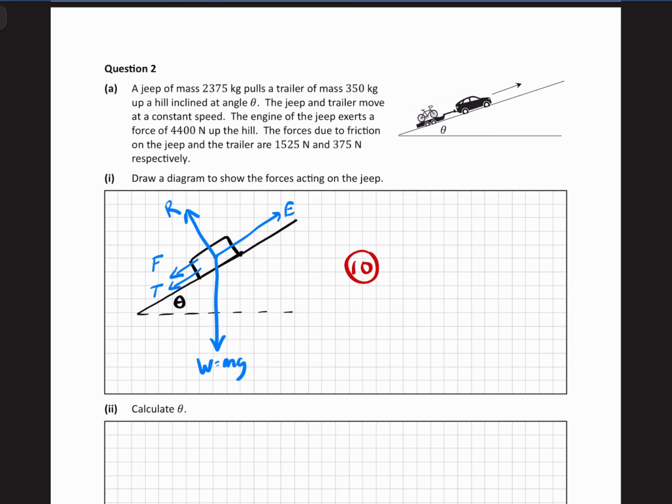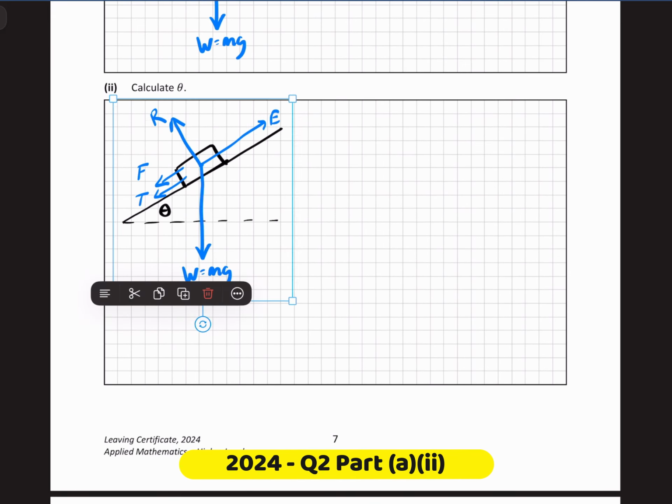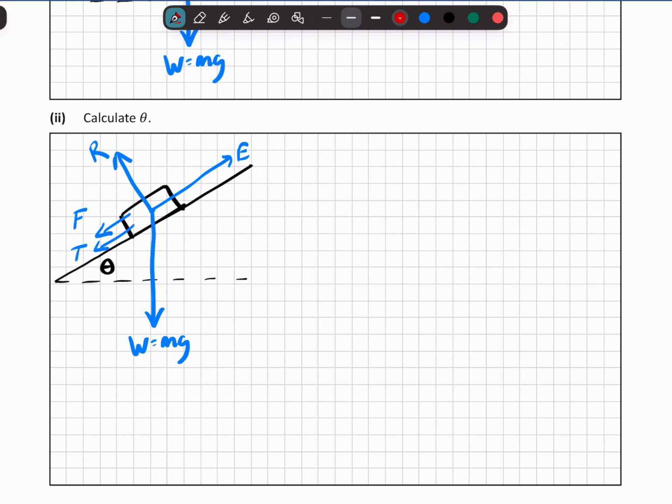Right, A part 2, calculate theta. So in this case here, I'm going to take my diagram from before, and I'm going to add on showing this resolved into its perpendicular component and its parallel component. If this angle over here is theta, then this guy is also theta, making this W cosine theta, cosine because it's adjacent, and W sine theta because it's opposite.